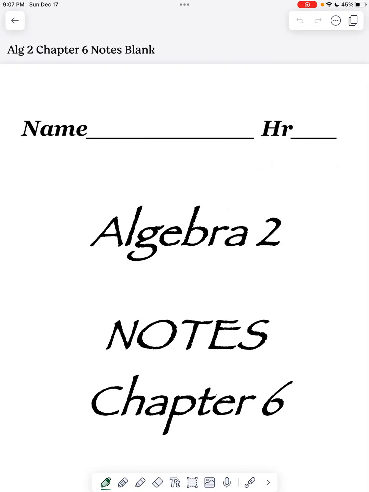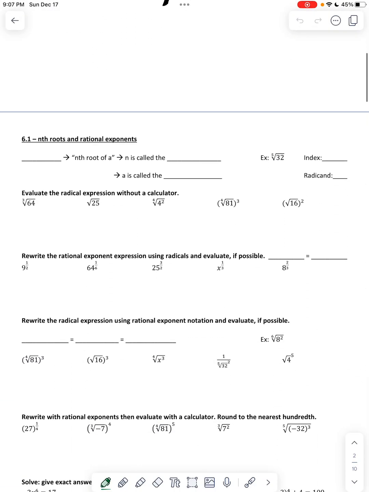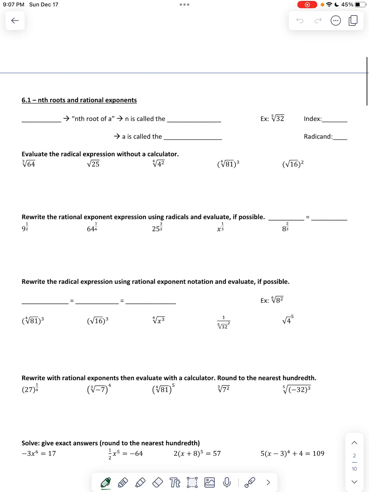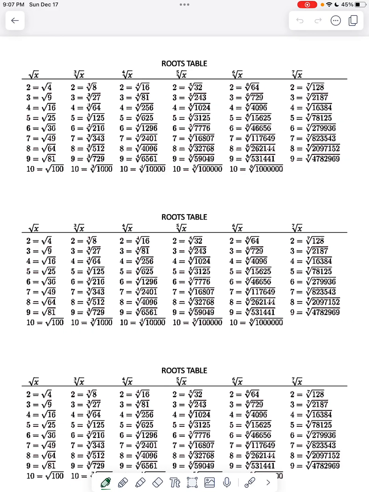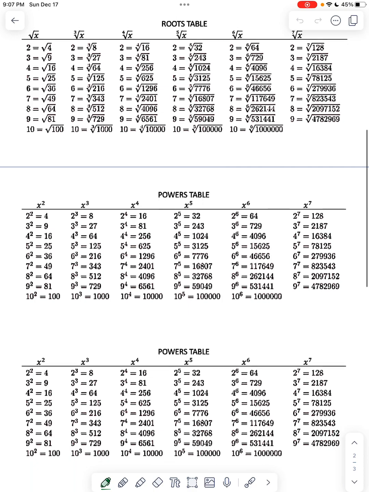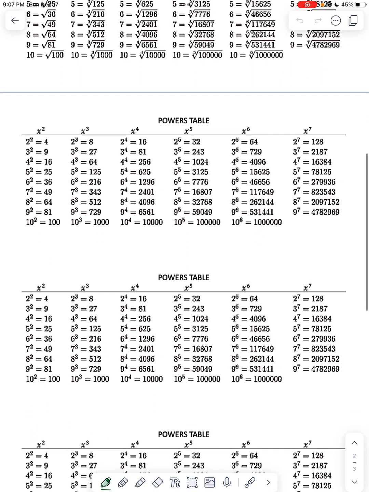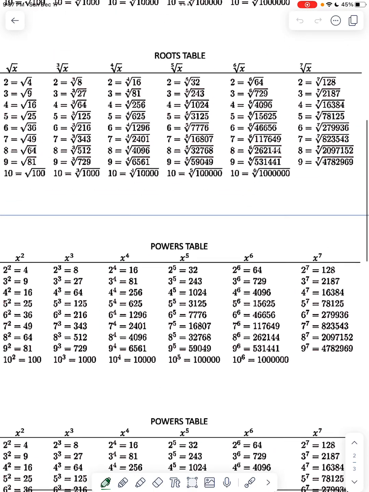Hey guys, we are just doing a quick little 6-1, 6-2 thing before break. So let's take a look at the 6-1 notes. One of the things your teacher should have given you is this chart. Mine's repetitive, sorry, because this is what we turn in to have it copied back to back.